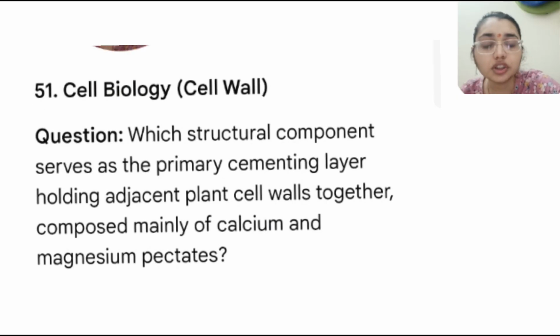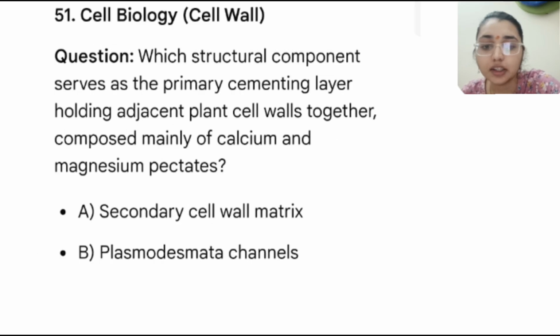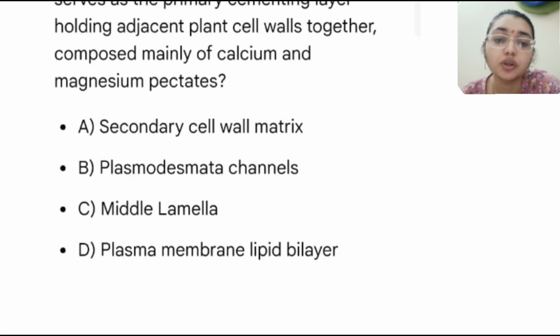Which structural component serves as a primary cementing layer holding adjacent plant cell walls together? That is composed mainly of calcium and magnesium, that is middle lamella. The middle lamella is the outermost layer formed during the plant cell cytokinesis. It is made up of calcium and magnesium pectate and it acts as a structural glue to bond the neighboring cells.